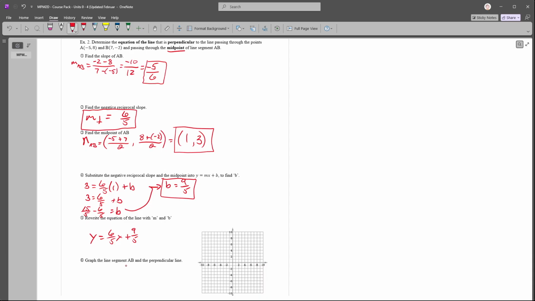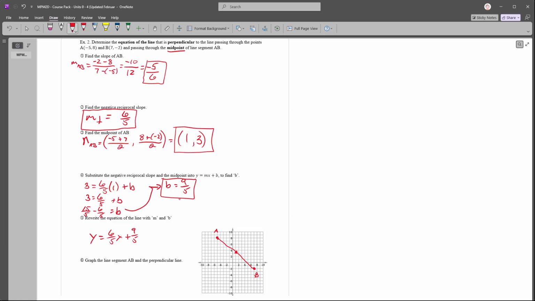Now it says graph the line segment AB and the perpendicular line. So let's graph AB first. So A is at -5 all the way up at 8. So -5 all the way up at 8 right here. You are A. And B is at 7 all the way over here, -2 right there. So now if we try to connect the dots here, that's not too bad. And then our extra point here is, well, we know that it crosses through the midpoint, and we know the midpoint is at 1, 3. Okay, so 1, 3 right there. So that's where it crosses.